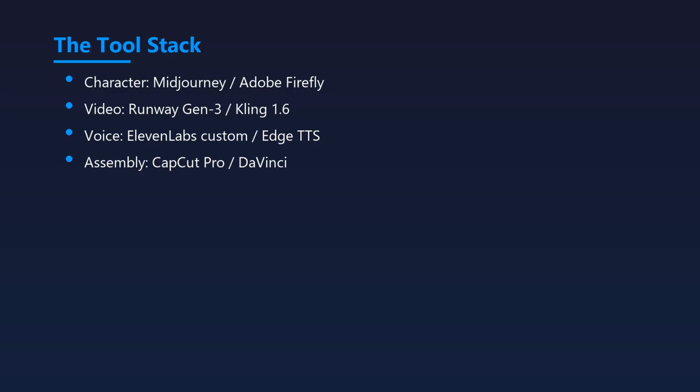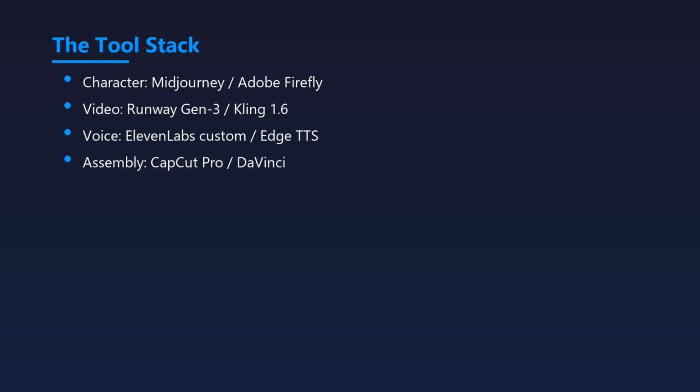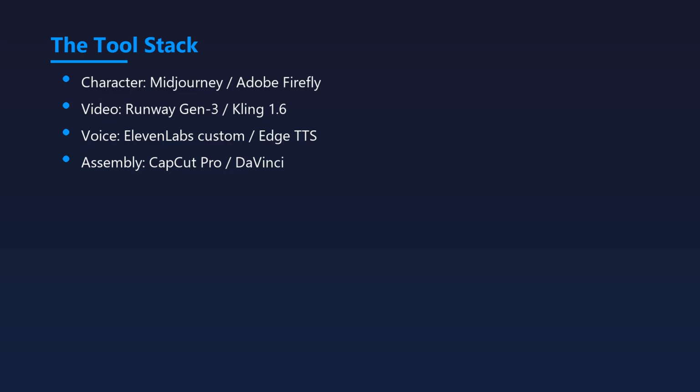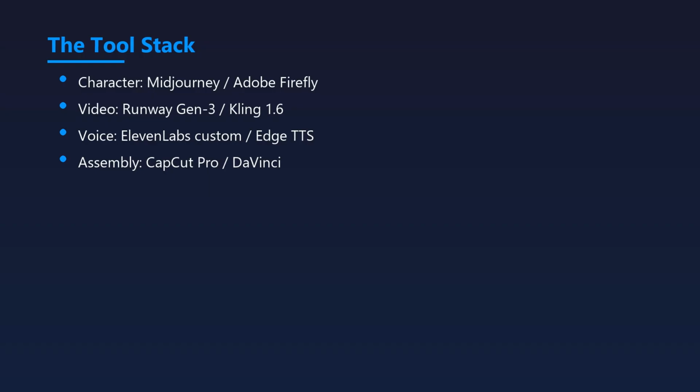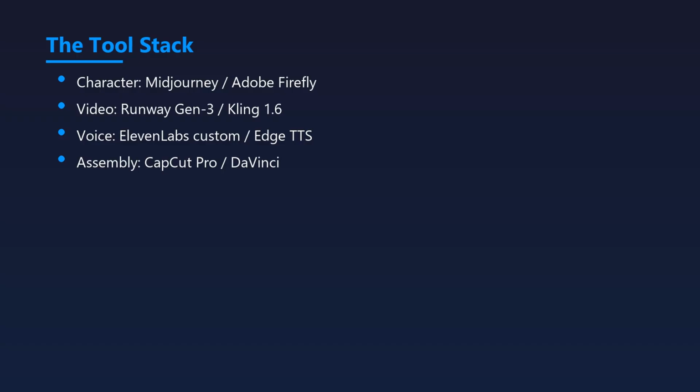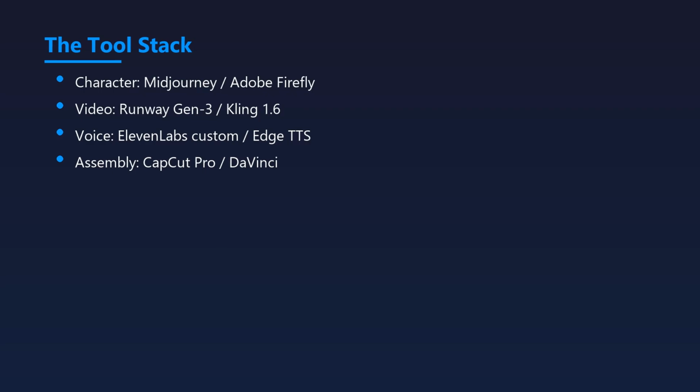Let me break down the specific tools for each step so you can actually run this pipeline. For character creation, Midjourney is still the best for photorealistic human images with consistent style. You'll want to use the same seed and style reference across multiple generations to keep your character looking like the same person. Adobe Firefly is a solid free option if you're already in the Creative Cloud ecosystem.